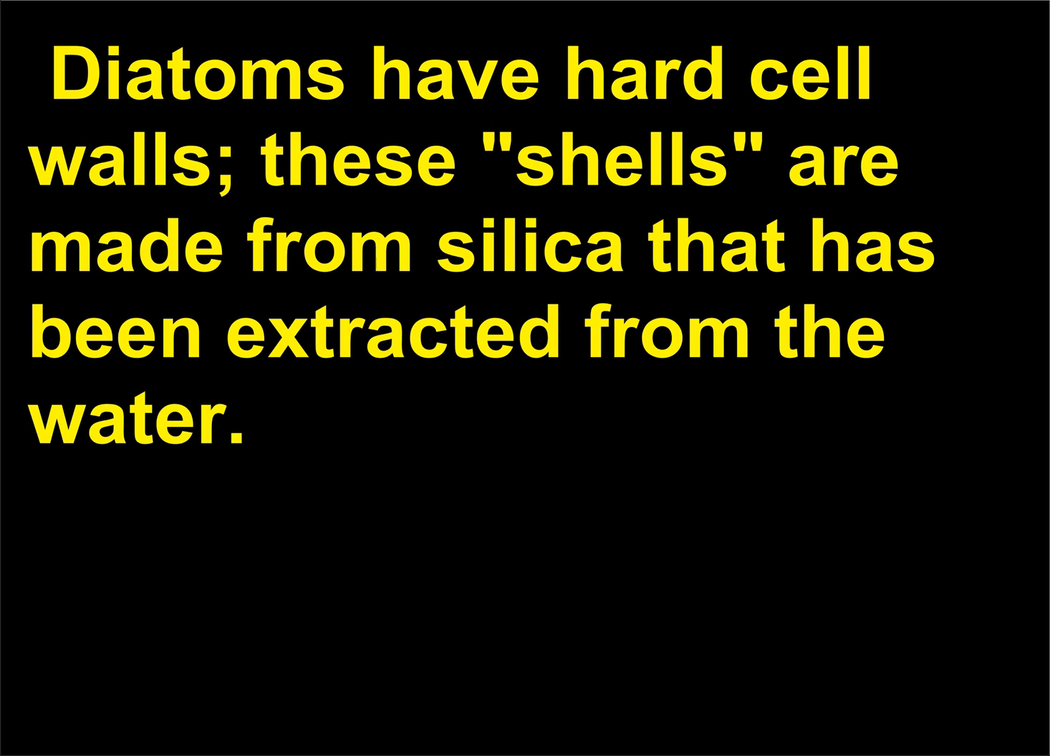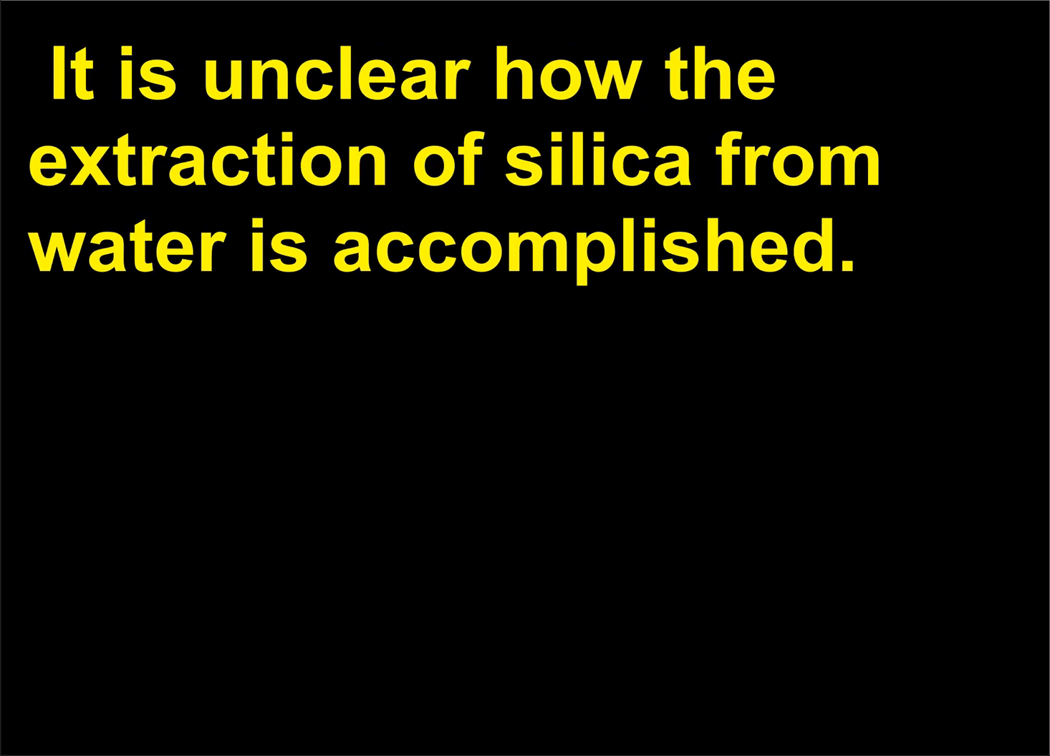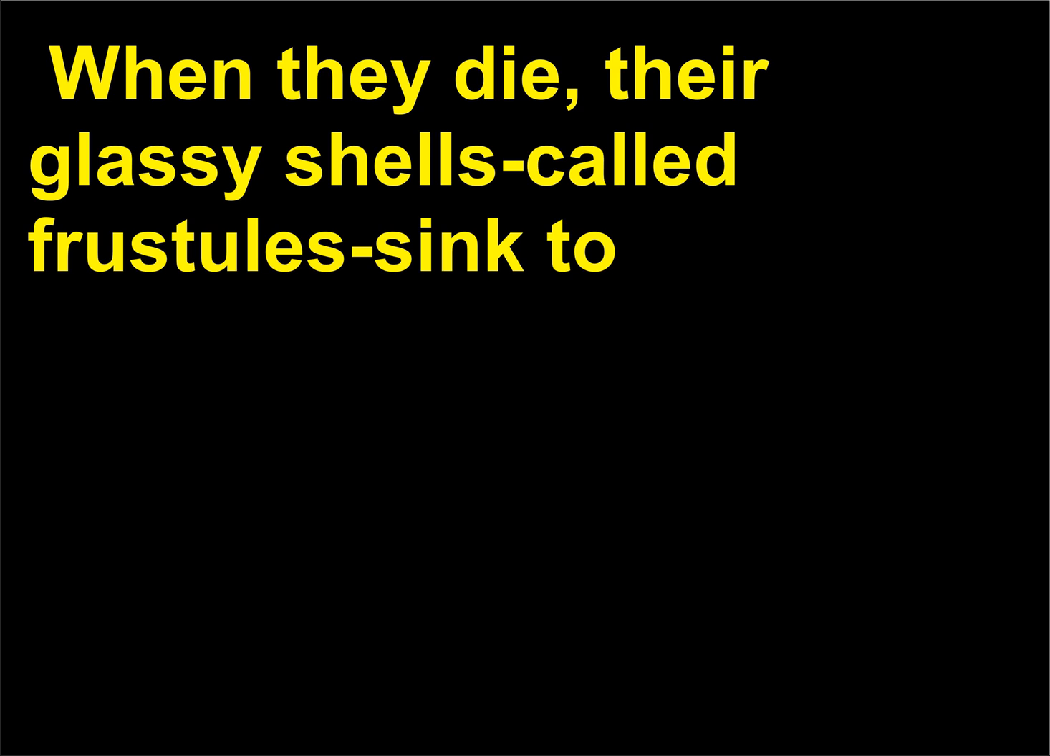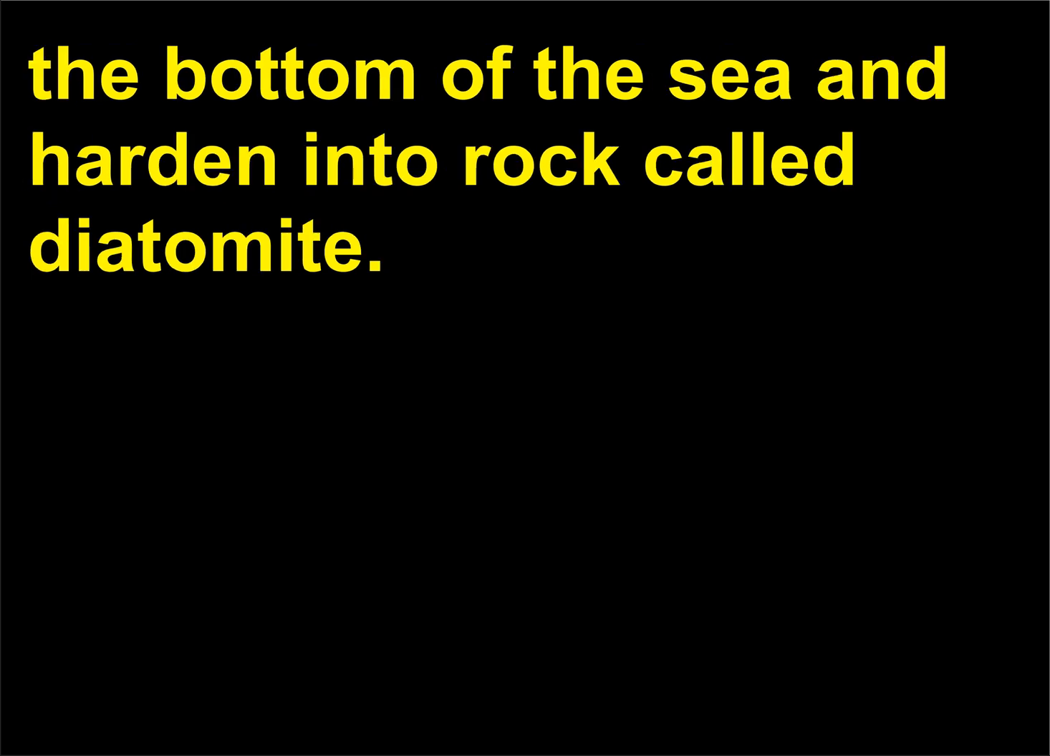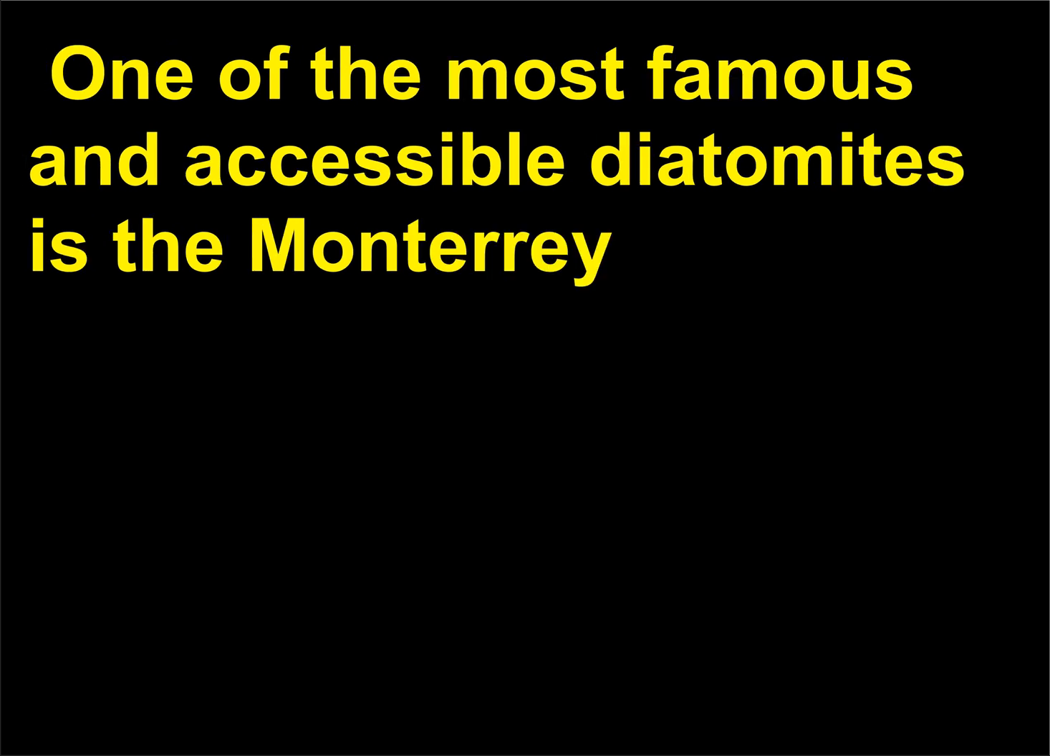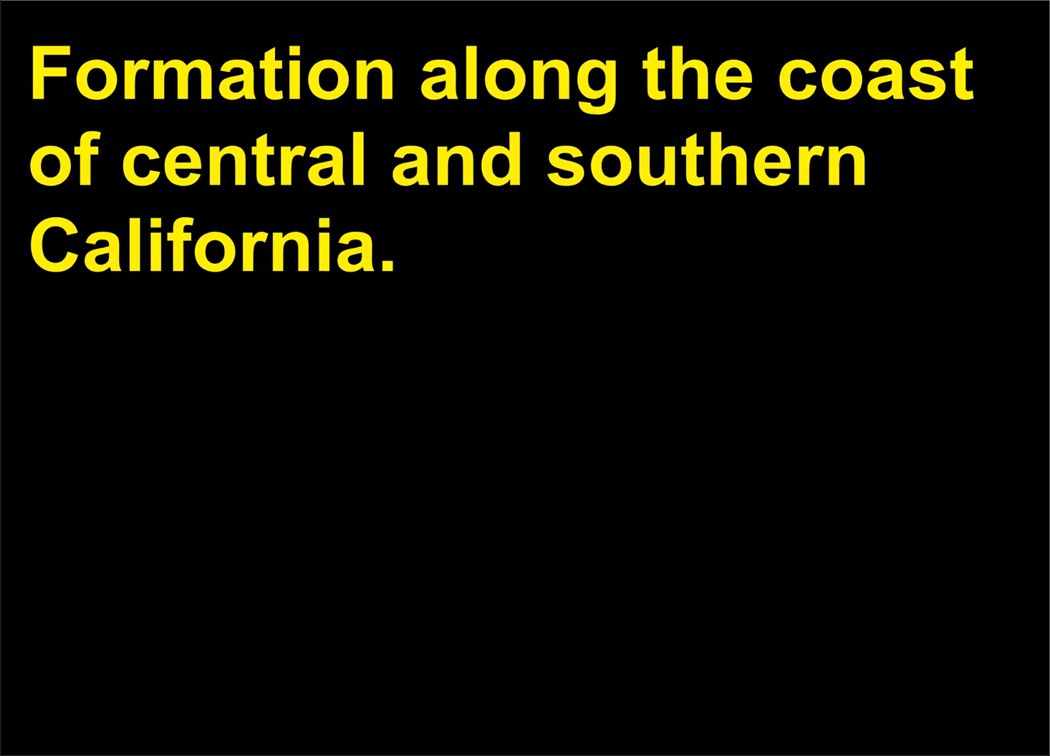Diatoms have hard cell walls. These shells are made from silica that has been extracted from the water. It is unclear how the extraction of silica from water is accomplished. When they die, their glassy shells, called frustules, sink to the bottom of the sea and harden into rock called diatomite. One of the most famous and accessible diatomites is the Monterey Formation along the coast of Central and Southern California.